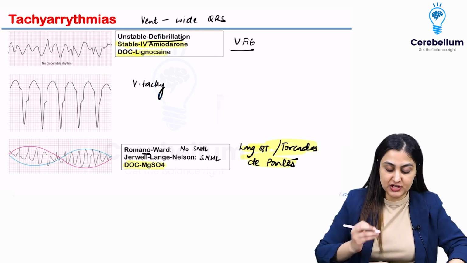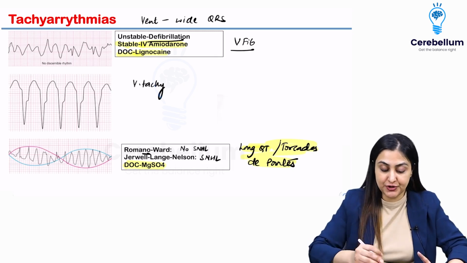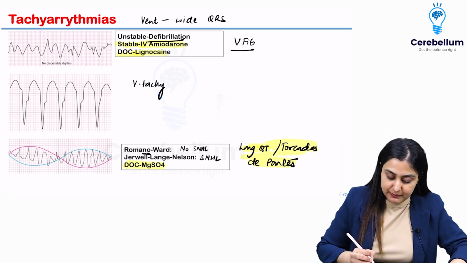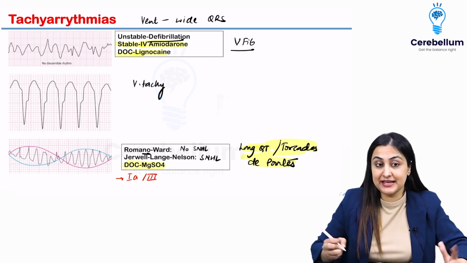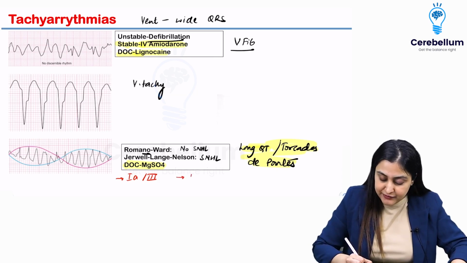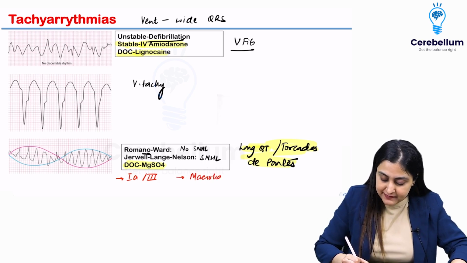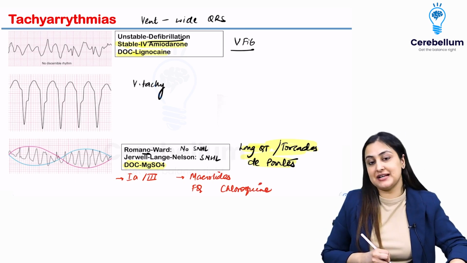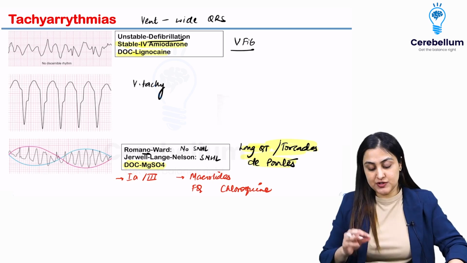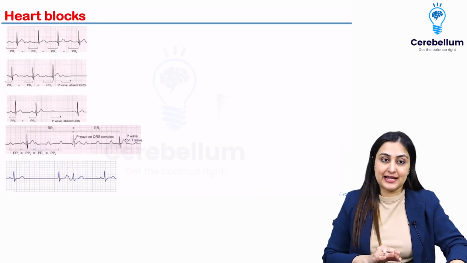So what are all the drugs which are related to long QT or torsades de pointes? You want to remember here, very important. We have already done class 1A and class 3 antiarrhythmics because they increase the QT interval. Apart from that, 3 groups of antibiotics are very important. So you have macrolides, you have fluoroquinolones, and you have chloroquine. So these are 3 very, very important drugs that you want to remember. So this is about ventricular tachyarrhythmias.